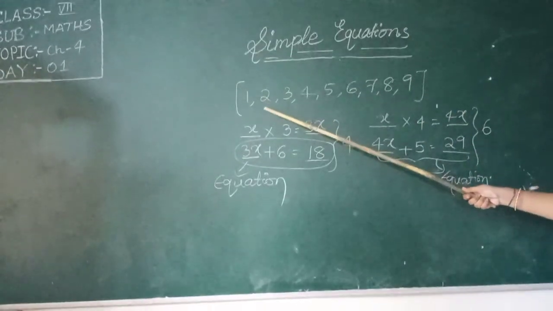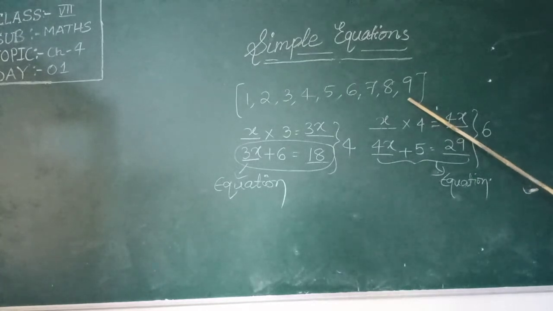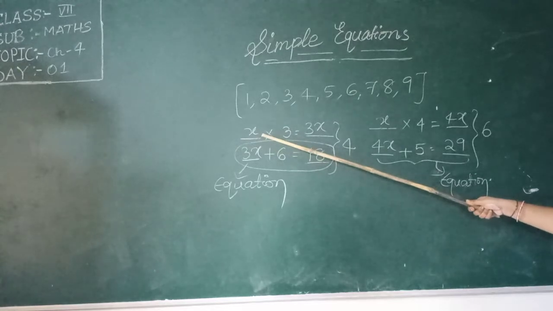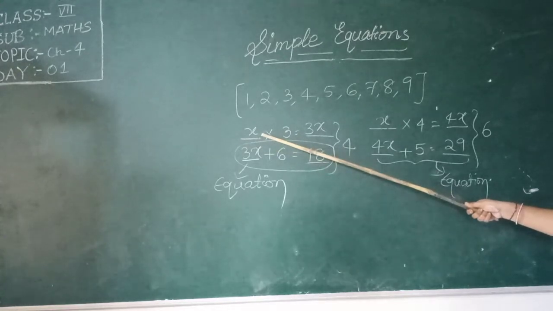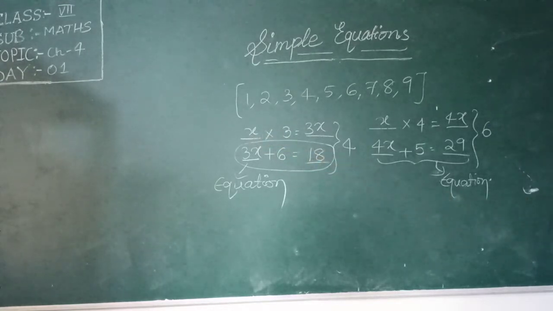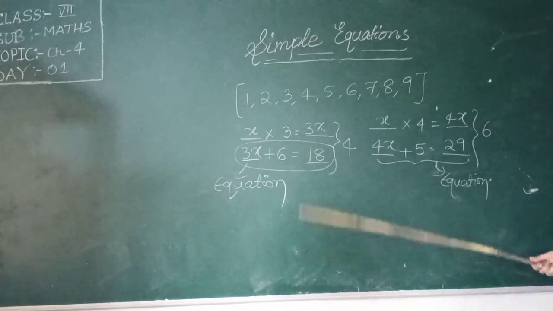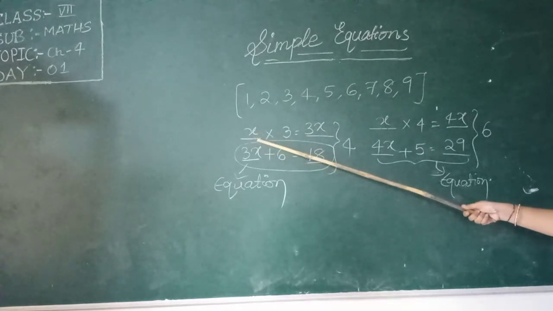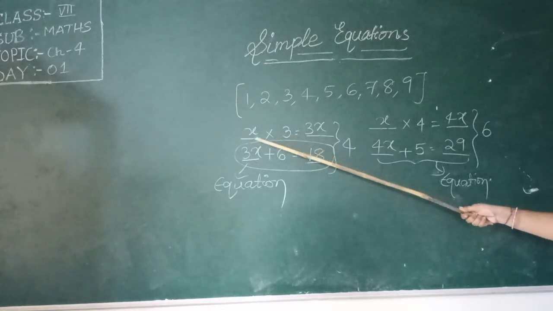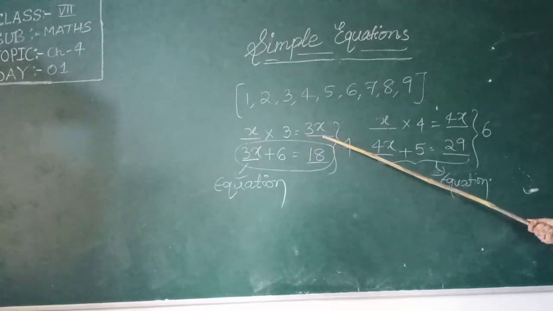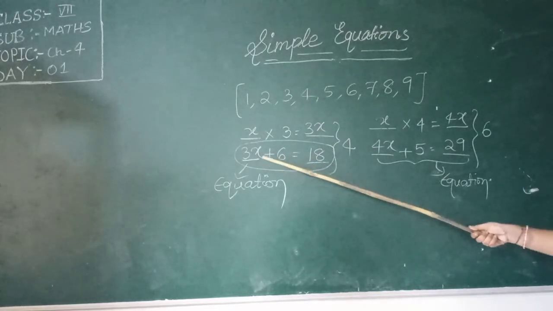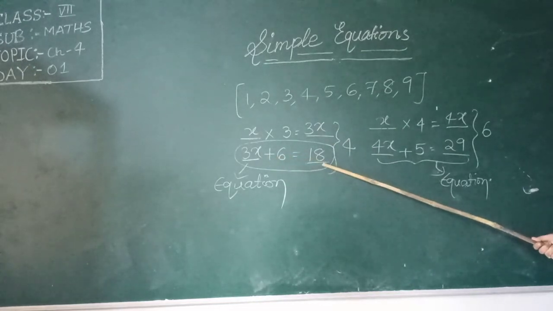Listen. The number you selected from 1 to 9, let us take it as any variable x. You already know what a variable is. In class 6 you had learned. Not only x, you can take any variables like s, y, z, a, b, c, anything. Here I took x. In the first case I told you to multiply with 3. If you multiply x into 3, we get 3x. Then we told you to add 6. So 3x plus 6 is equal to 18.